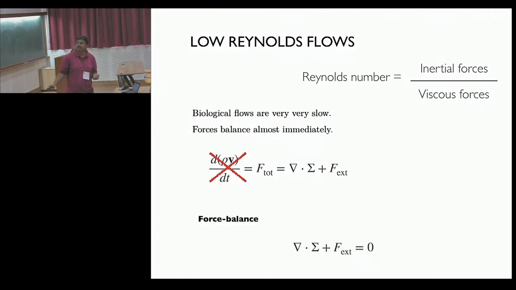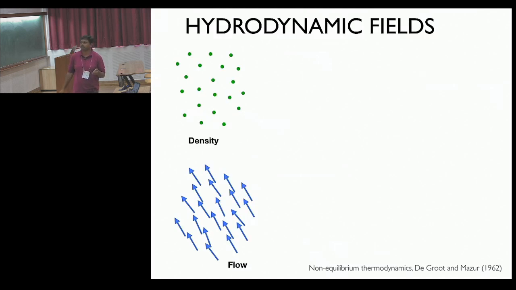Which means that if you go back and look at the Navier-Stokes equation, an equation for the momentum density really became an equation for force balance. You balance all the forces at every instant of time. So that's how one constructs a hydrodynamic description. For a simple fluid like we had now, we had a density field and a velocity field, and we constructed equations for both.